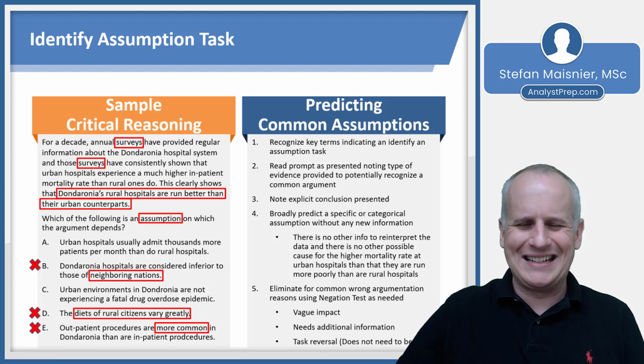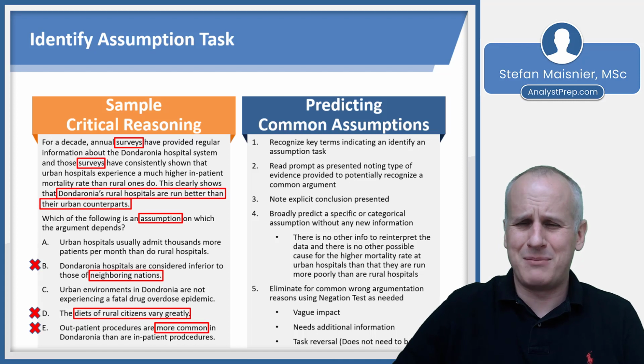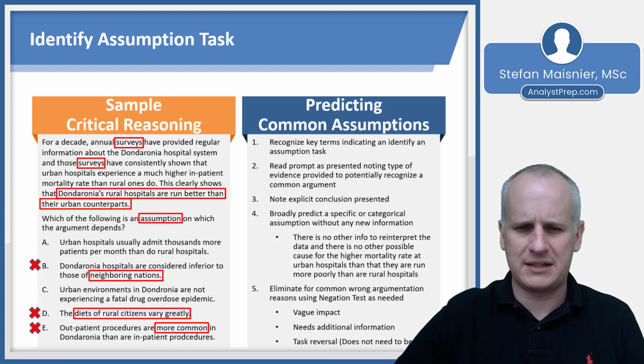And we look for something that doesn't need to be true. Choice A and C both seem relevant. So we've got urban hospitals usually admit thousands more patients per month than do rural hospitals. You might go, well, okay, that makes it seem like the urban might be worse because maybe something's happening with those patients. You're not quite necessarily able to find something that's going to make this wrong. Same thing with choice C. We've got urban environments in Donderonia are not experiencing a fatal drug overdose epidemic. And you've got to be careful to not just say this is out of scope, because at this point, we could potentially use that negation test we just spoke about.